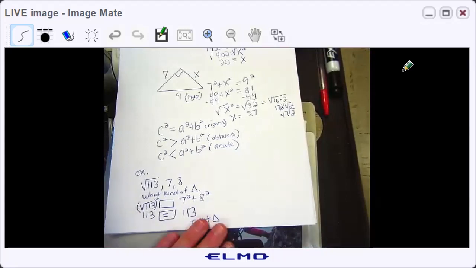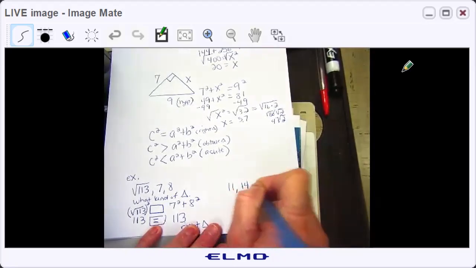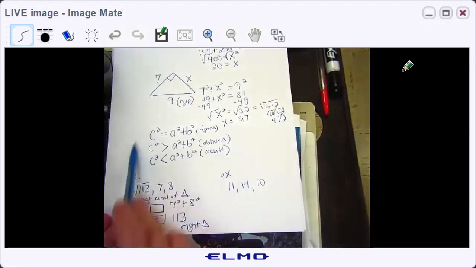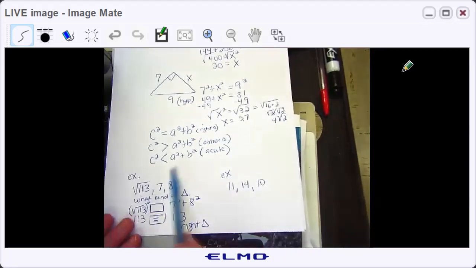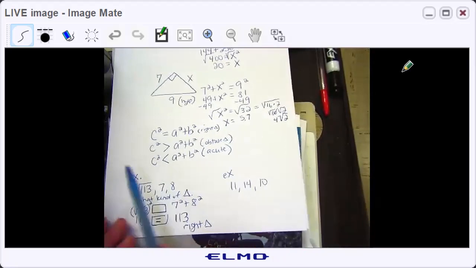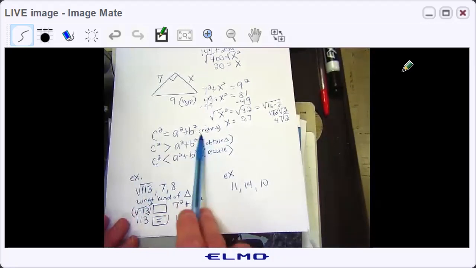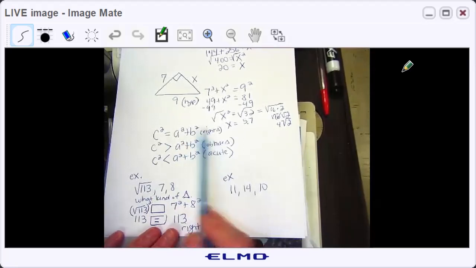Let's do another one. Let's do 11, 14, and 10. Again, the same question. Using this is called the converse of the Pythagorean theorem, by the way, because the Pythagorean theorem says the 2 legs of the triangle squared, summed up, add to the hypotenuse. But this is saying that depending on how big c squared is, it's going to determine what kind of triangle this is. So we're not starting out with the right triangle. We're determining, is it a right triangle or not?